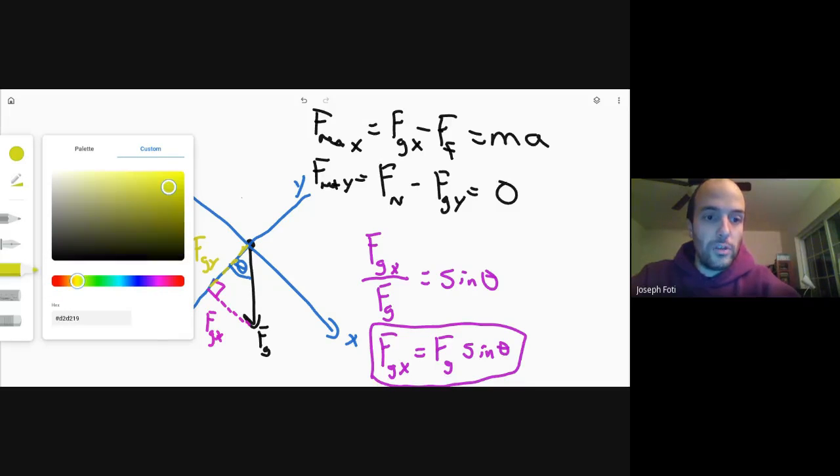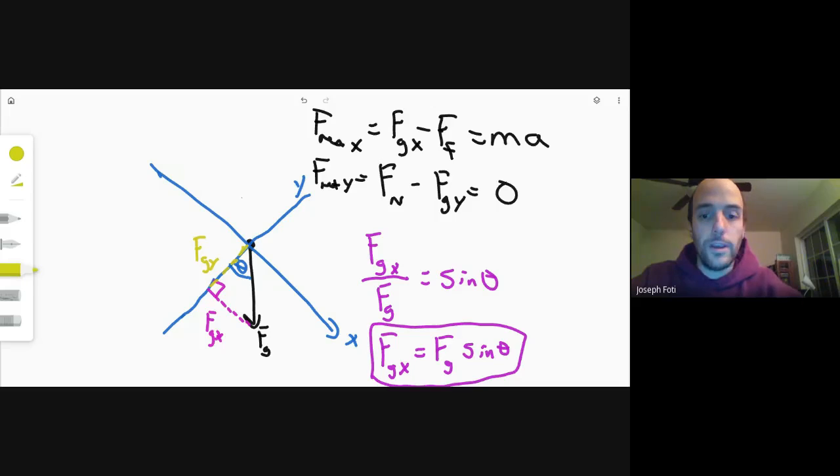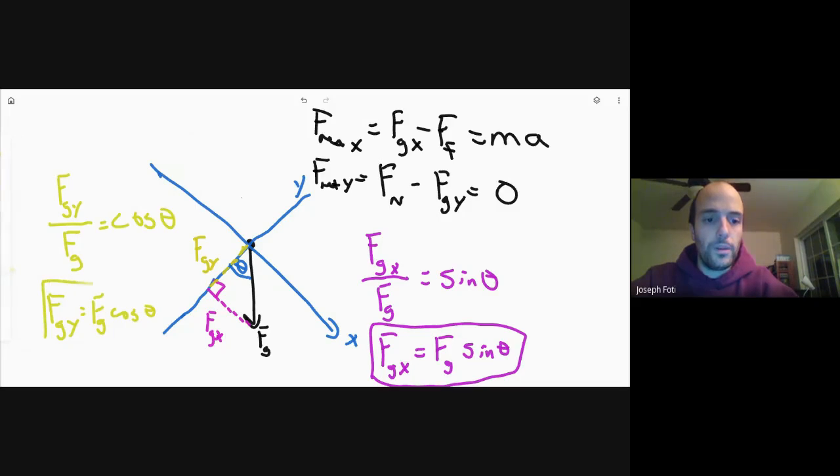Now going back to our kind of goldish yellow, we see that F_gy is the adjacent side of this triangle. Well, if we do adjacent side divided by the hypotenuse, we get cosine of theta. Again, do some cross multiplication. We see that F_gy equals F_g cosine theta.